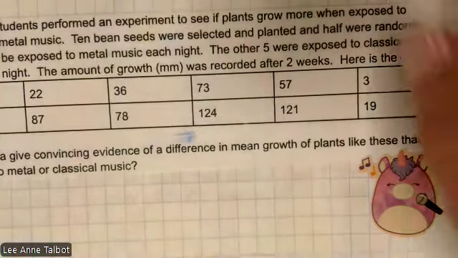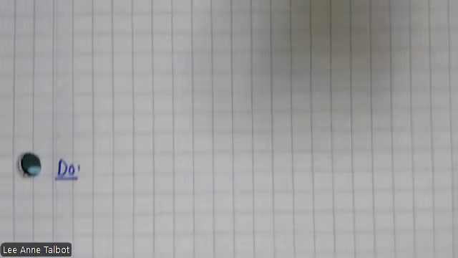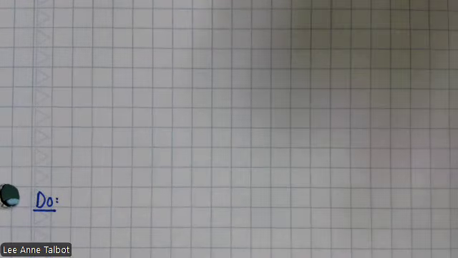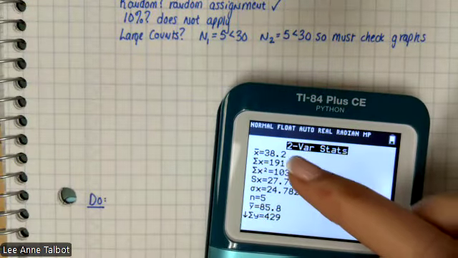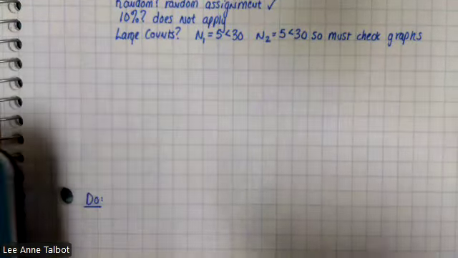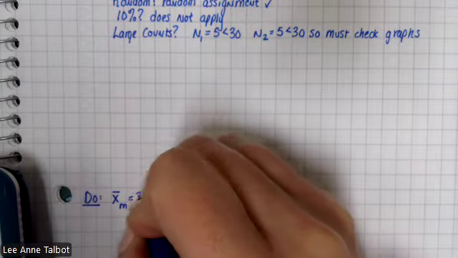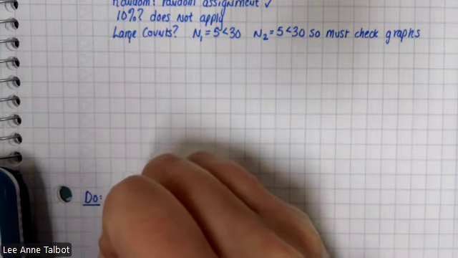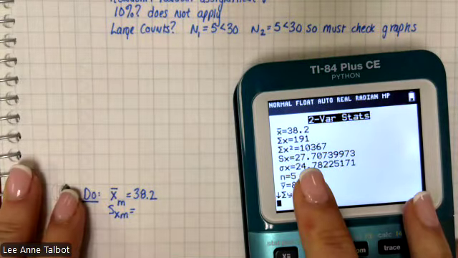Okay, and I'm gonna go back over to the do step. I left a lot of space for the plan because of the box plots, but for the do step, I'm gonna write down this is X bar 1, the top one. And so that's metal, which is 38.2. And S of X for the metal is 27.7.